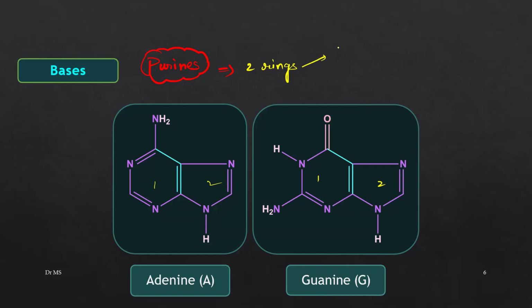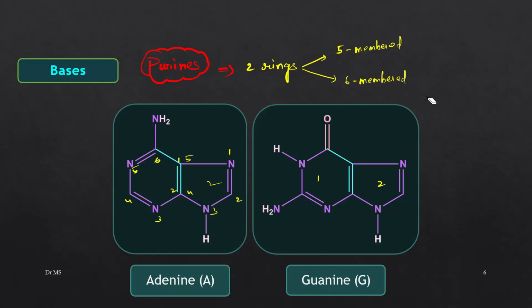One is a 5-membered ring. The other one is a 6-membered ring. Remember this. Okay. So you see here, this is 1, 2, 3, 4, 5, 6, so 6-membered. If you see here, this one, 2, 3, 4, and 5. So one is 5-membered, the other one is 6-membered. Both are fused and result in the formation of purine. If you see here, this 5-membered ring is fused with the 6-membered ring.